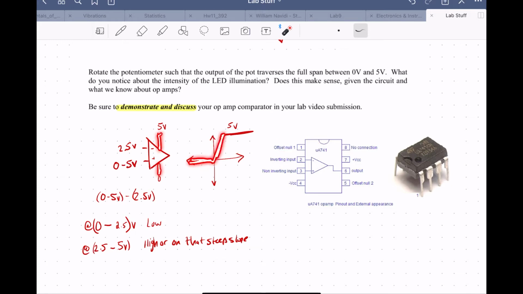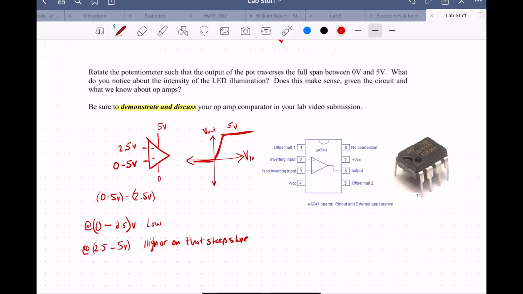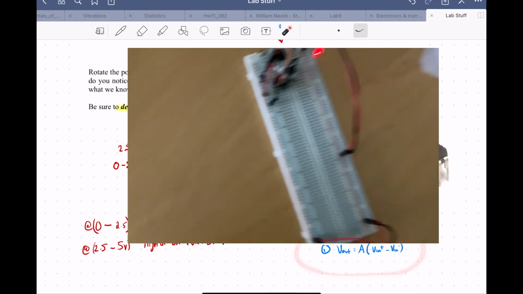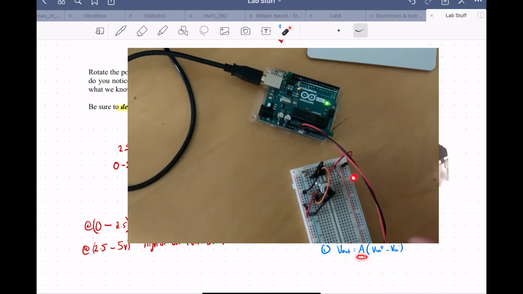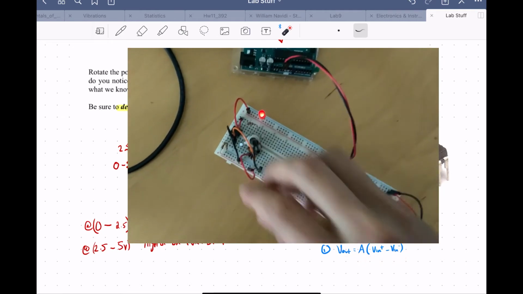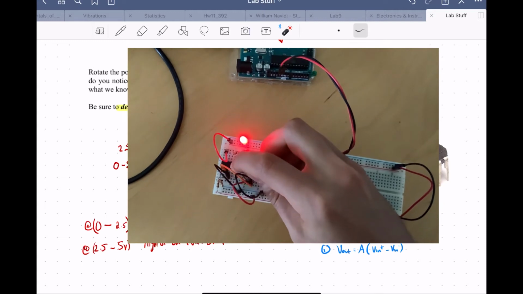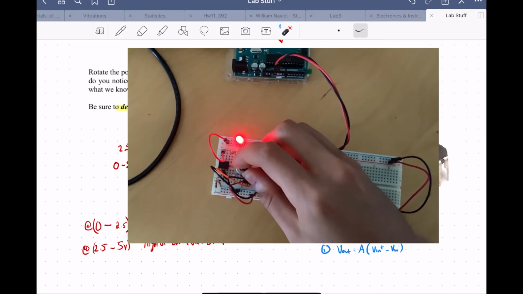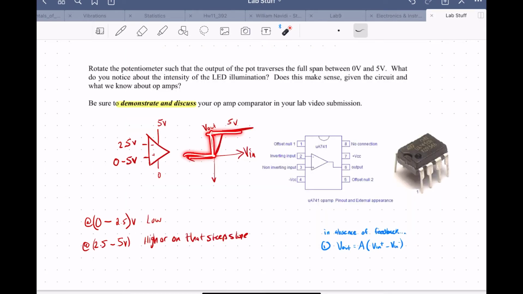our transfer function looks more like this, where this is V out and this is V in. We know that in the absence of feedback, V out on an op-amp is going to be the gain times the difference between the non-inverting and inverting inputs. So we're going to have the potentiometer value minus 2.5. And because the slope is so steep, although it's not an instant step, it feels that way because the slope is so steep.